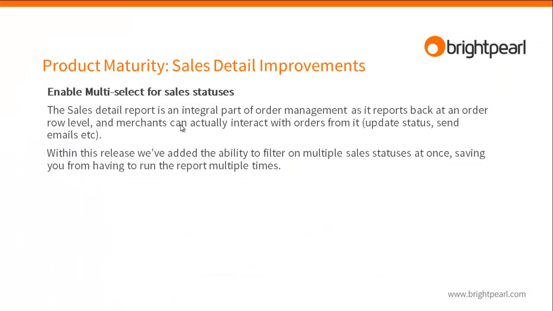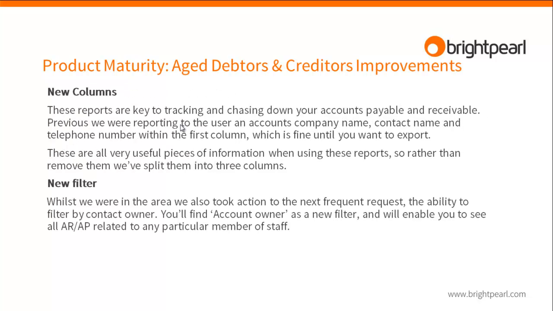The next report is sales detail. So much like the previous change to the PO detail report, you can now multi-select sales statuses here as well. The next reports to be changed are our aged debtors and creditors, or accounts receivable and accounts payable reports. So we've split some information into new columns, and we've also added a new filter.